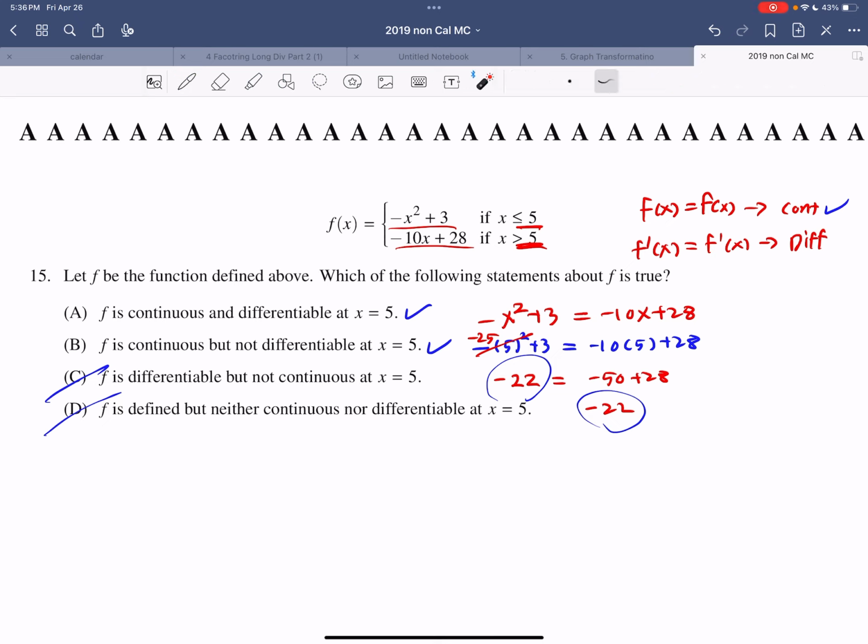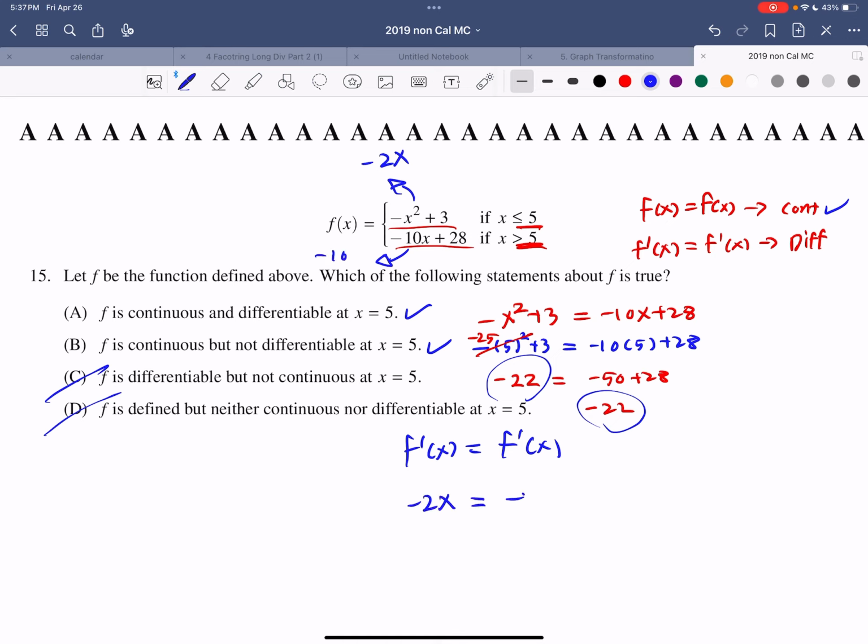If you don't like this one, what you can do is move all this to the other side and then factor it, and then see if you get 5. You can do that, but why would you want to do that? So let's do the derivative part. Now, if you take the derivative, what we're going to check is if they are equal to each other. The first derivative of this one is negative 2x, and the first derivative of this one is negative 10. So negative 2x should be equal to negative 10.